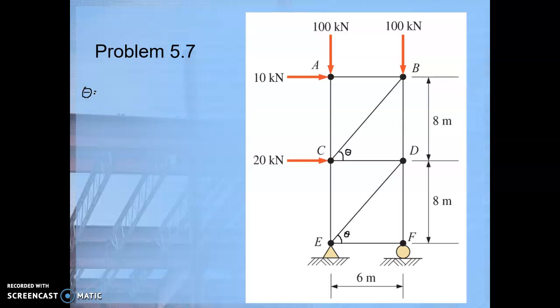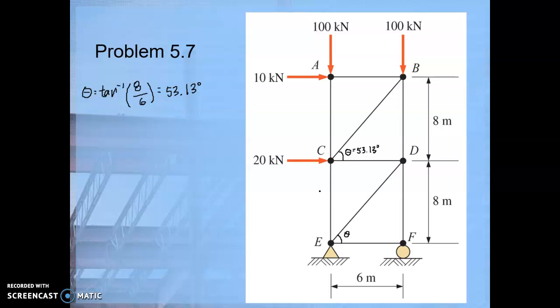Theta is going to be equal to the inverse tangent of the opposite over adjacent sides. So that's going to be 8/6. And let's see what that's equal to. That gives us 53.13 degrees. So that's the first step in the process.